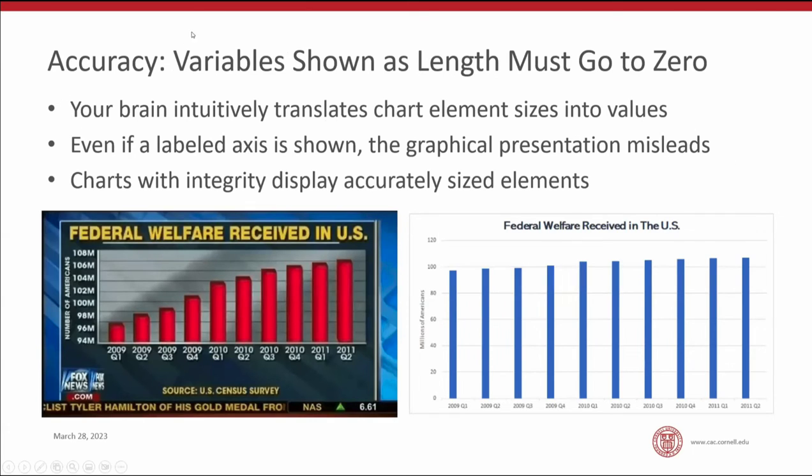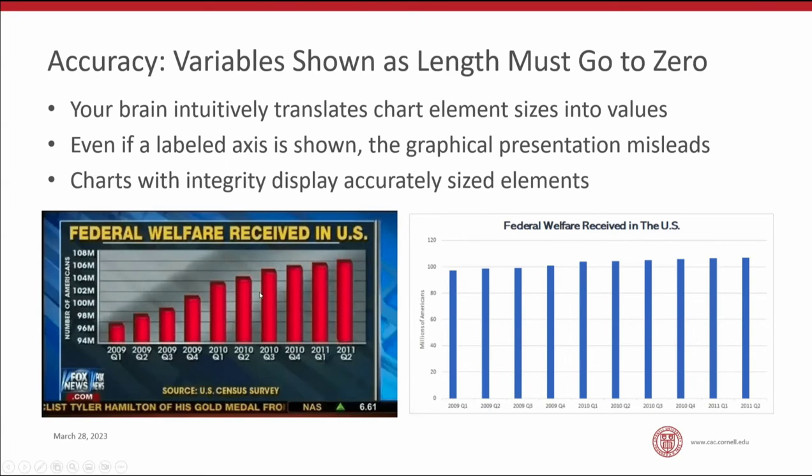So here's my little lecture on accuracy. It's important to accurately represent your data in your chart. You don't want to tell lies with your chart. One way in which you can tell a lie is with a column chart or a bar chart. If your brain is interpreting the lengths of the bars to be relative to each other in an absolute way, then those bars must go down to zero. That axis must go down to zero.